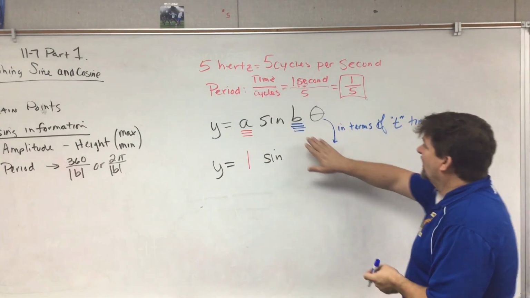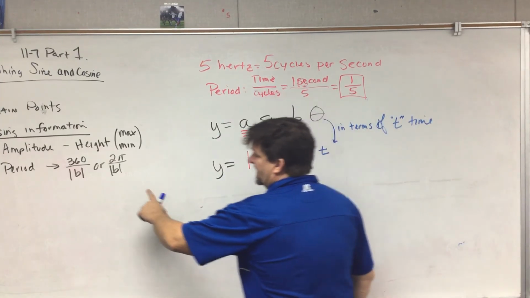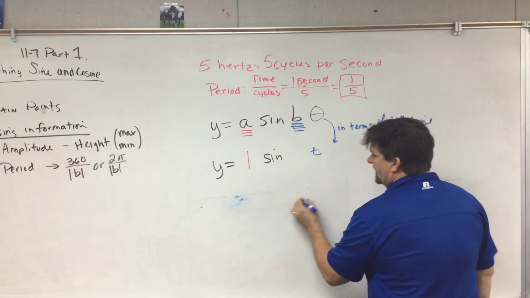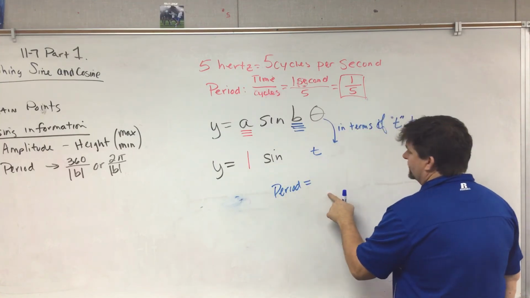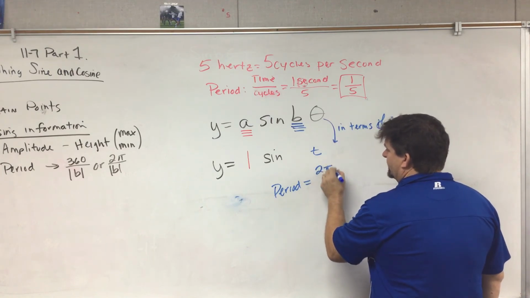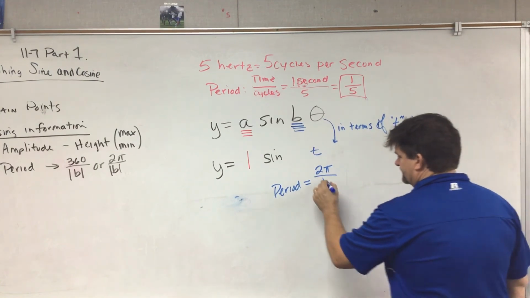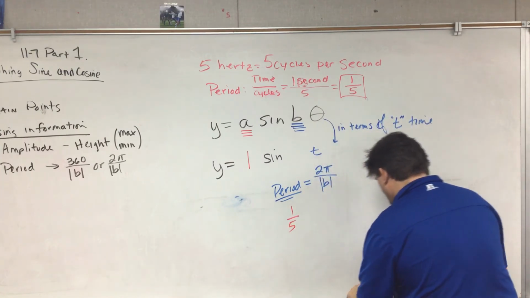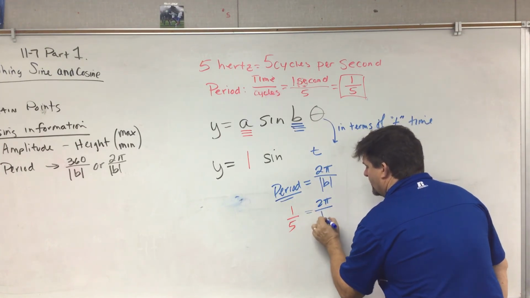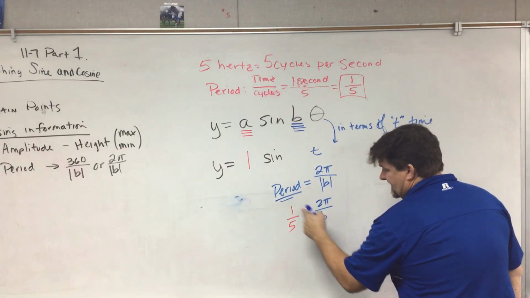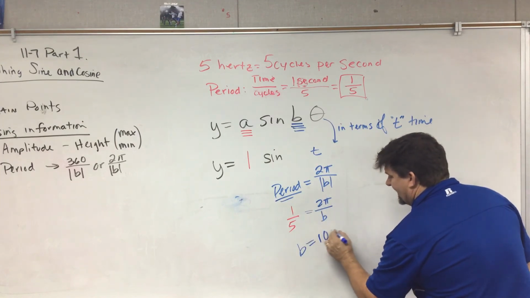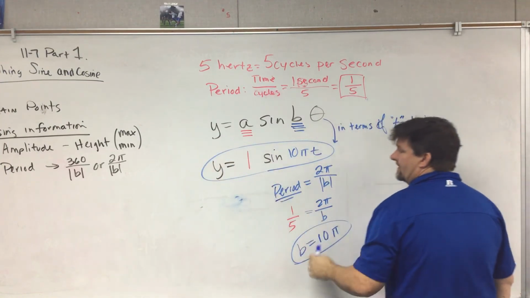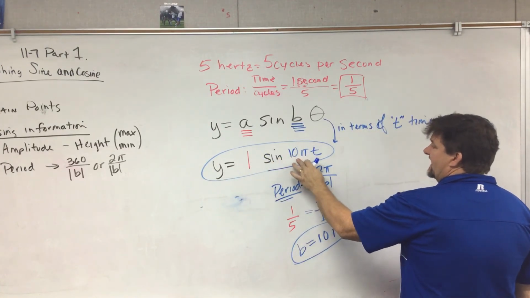But what's b? We don't know, so how do we find out? We know from this formula that the period, T, is equal to 2 pi over the absolute value of b. So what is the period? The period is 1/5. We already figured that out using hertz. So 1/5 equals 2 pi over b. Now we've created a ratio. b times 1 is b, and 5 times 2 pi is 10 pi. That's my b, 10 pi. That's my equation of the sine graph: y equals 1 times the sine of 10 pi t.